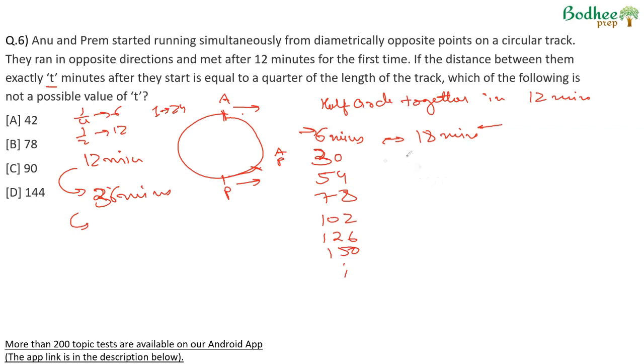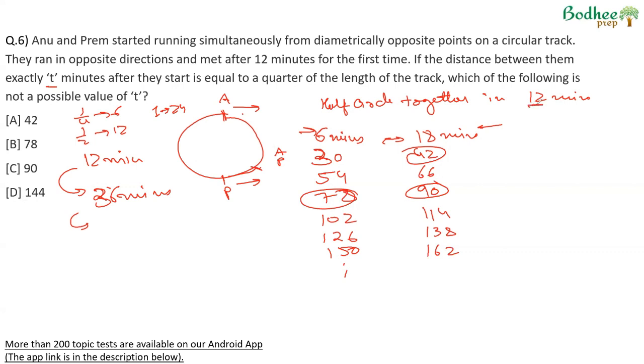Similarly, this condition will be repeated after every 24 minutes, because in 24 minutes they complete a circle together and therefore are in the same position. So 42, 66, 90, 114, adding 24, 138, 162, and so on. As we can see, 78 is there, 90 is there, 42 is there, but 144 is a multiple of 12.